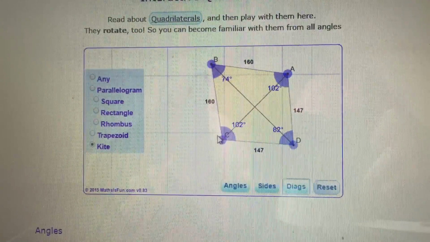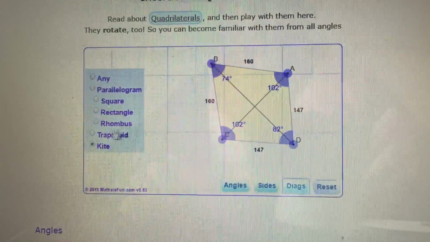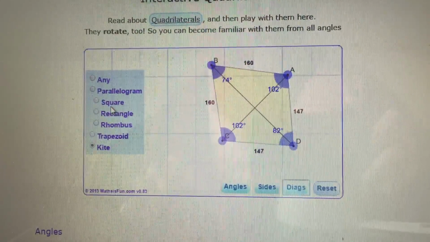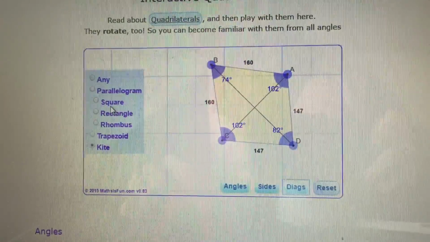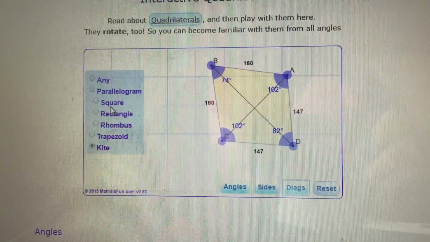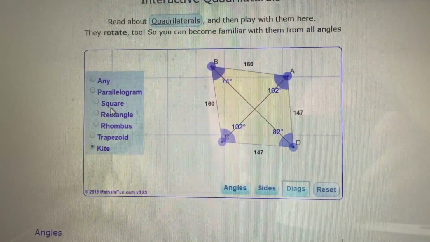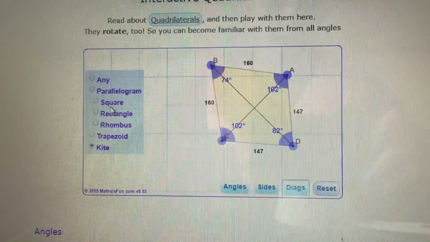So hopefully my students will be able to move these around and see what's going on with them and fill in the table that they have with the different properties of quadrilaterals so that the next day in class they can come up with definitions and also the hierarchy for them.